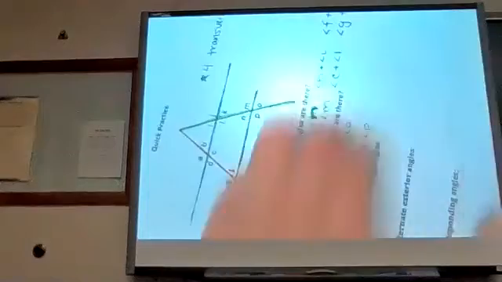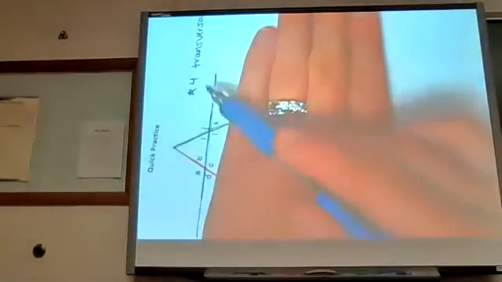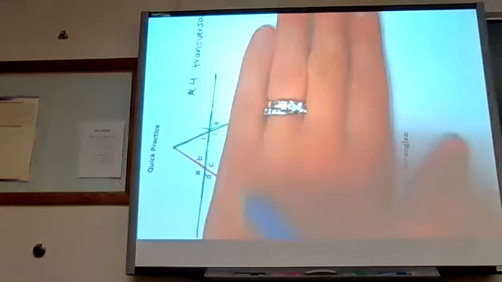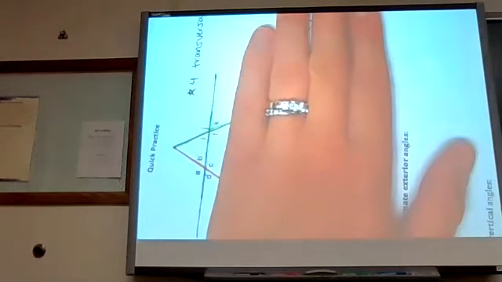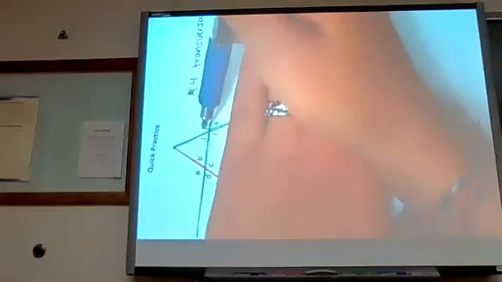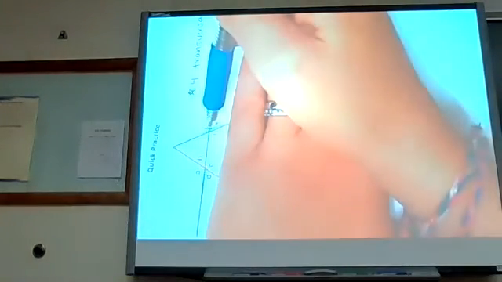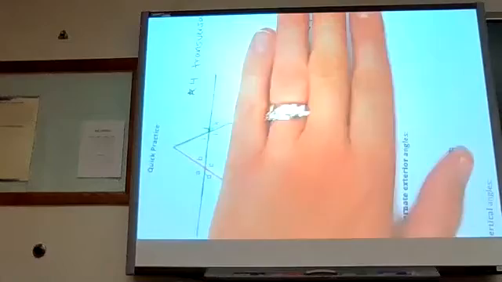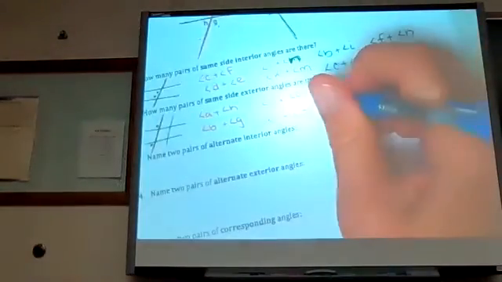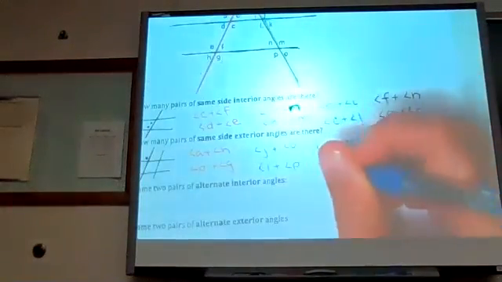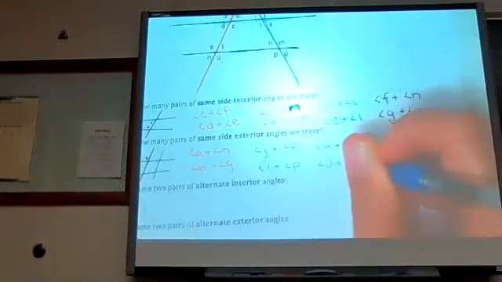And the blue line. Here's my transversal. On the same side of that transversal, on the exterior would be A and J. And what would the other one be? D and K. So A and J, and angle D, angle K.